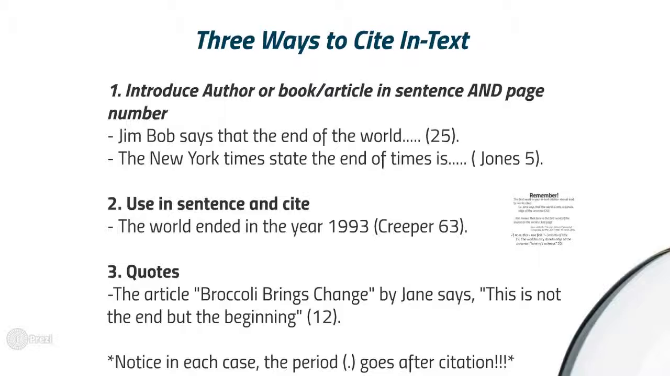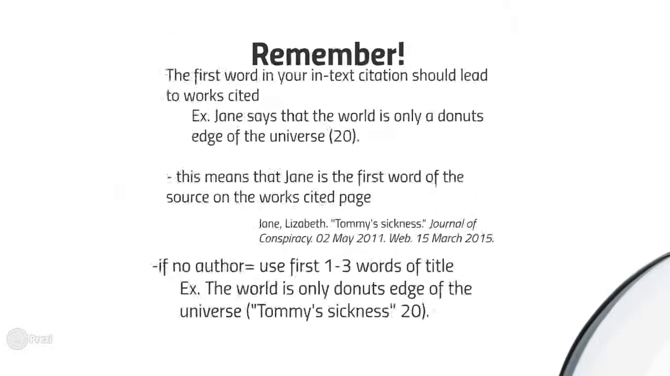The article Broccoli Brings Change by Jane says, "This is not the end but the beginning," followed by a page number. Page numbers are very important because if you don't have a page number and you open up a 50-page article, no one's going to scan through it just to find this is the end, not the end, but the beginning. And notice in each case, the period goes after the citation. So 3 ways to do your in-text citation.